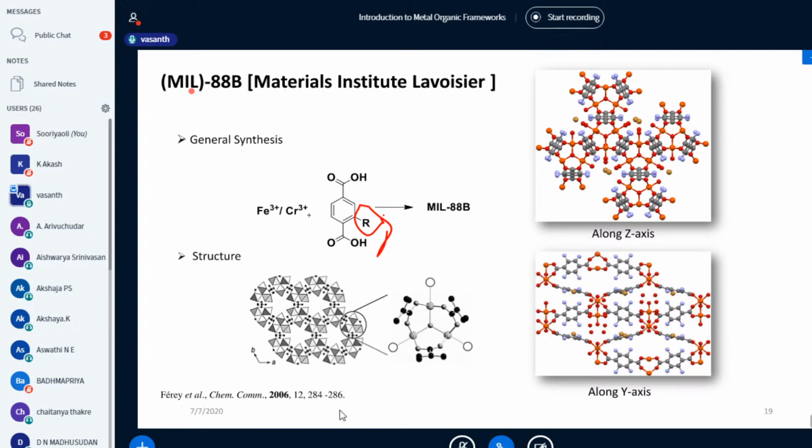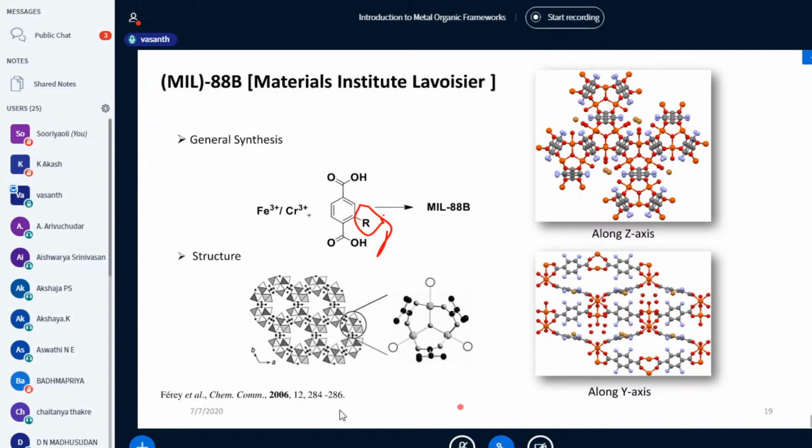With this, I can prepare a metal organic framework which has been given the name MIL-88B. This MIL stands for Materials from Institut Lavoisier. When we discover a new metal organic framework, it can be named after the institute or the lab name. So this is the 88 material, which was prepared at the Institut Lavoisier, which is in France.